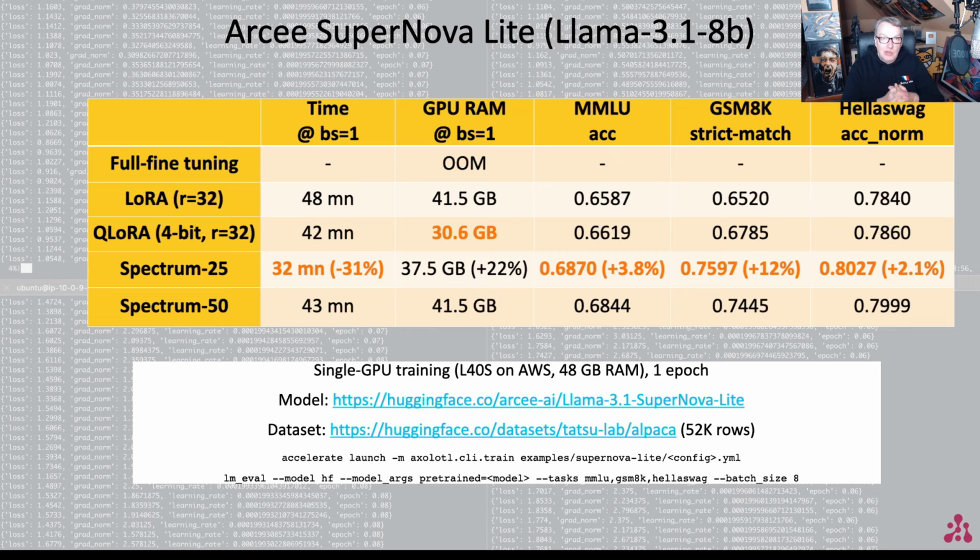configurations. So I used SuperNova Lite, which is a Llama-3.1-8b. I used a single GPU for each one of those jobs, one epoch, batch size 1, and I fine-tuned the model on the Alpaca dataset. Okay, and I used Axolotl and the Eleuther AI evaluation framework. Okay, and those two commands that you see here are really all that you need.